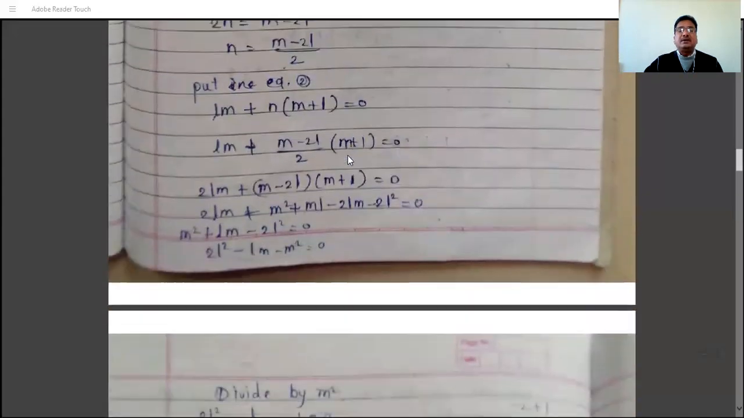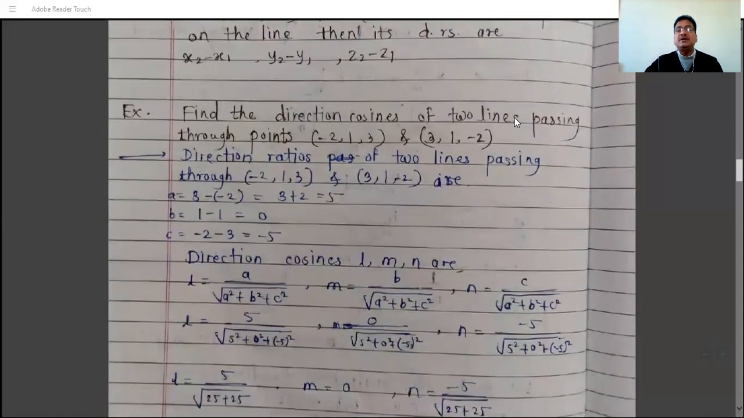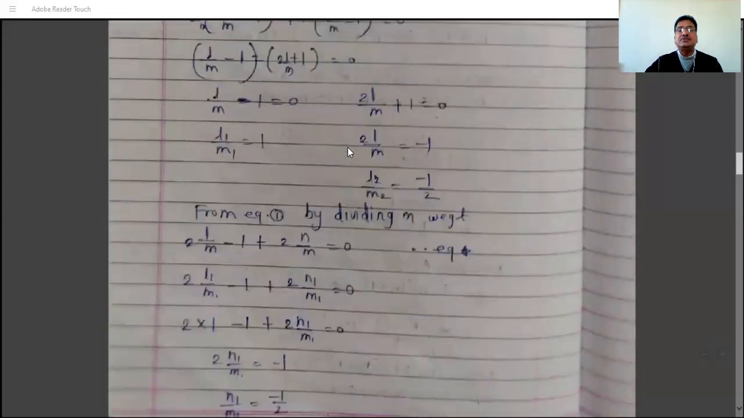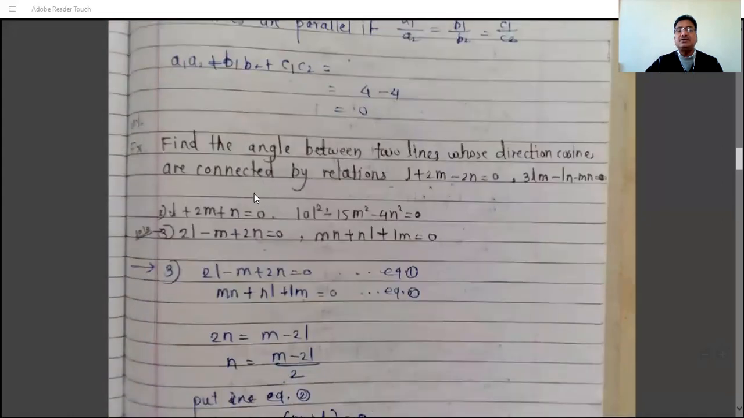So the next example is to find the angle between two lines whose direction cosines are connected by these two relations. So we are given the direction cosines, but not directly, only indirectly. In order to find the direction cosines or direction ratios, solve these two equations, and then find the angle between the two lines. We'll see this problem in the next lecture.